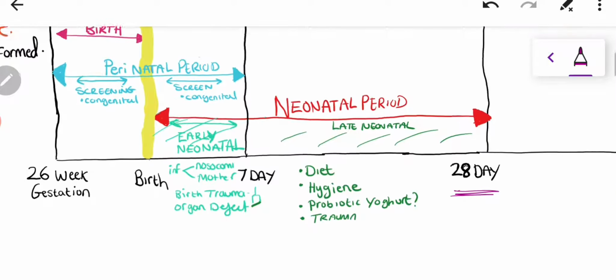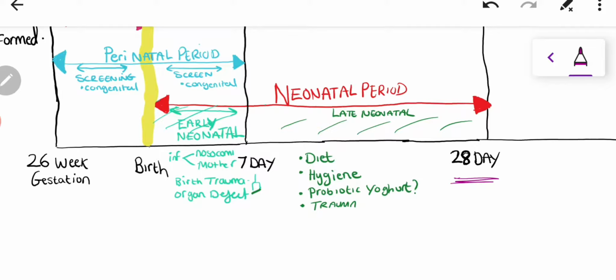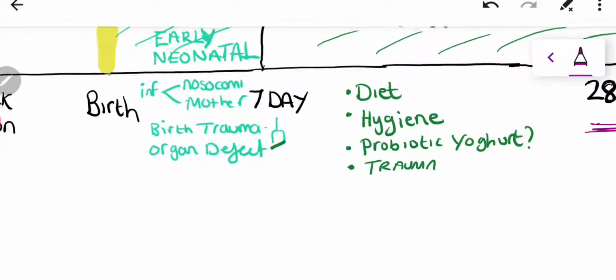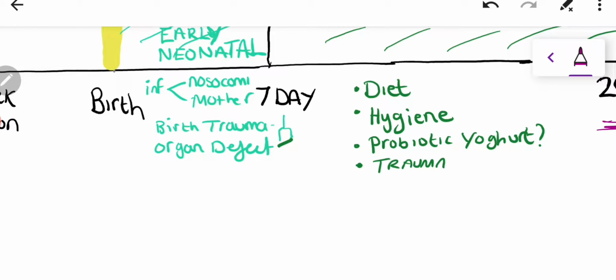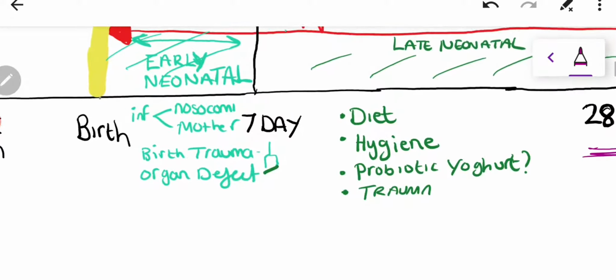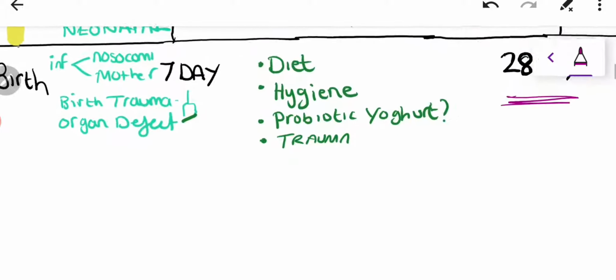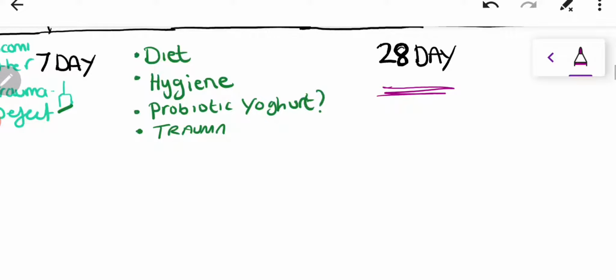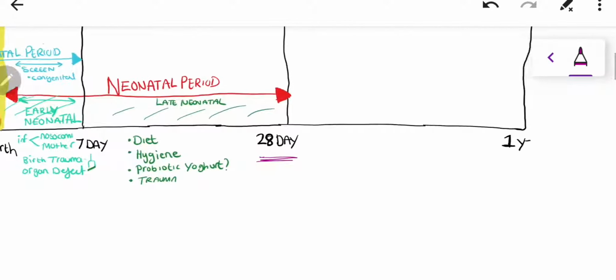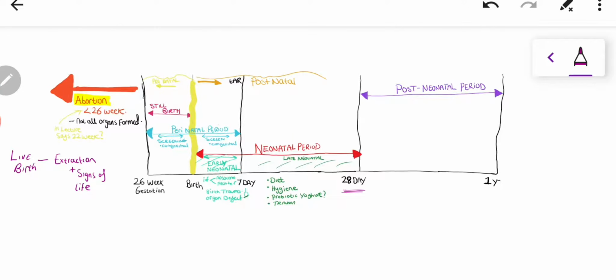Now she may ask you, for each section, what complications might happen. So these are some things I've got. From birth to 7 days, the complications could be trauma, organ defects, or infection from the hospital. From 7 to 28 days, you could have hygiene problems, diet, trauma. Okay, I'm going to leave it there.